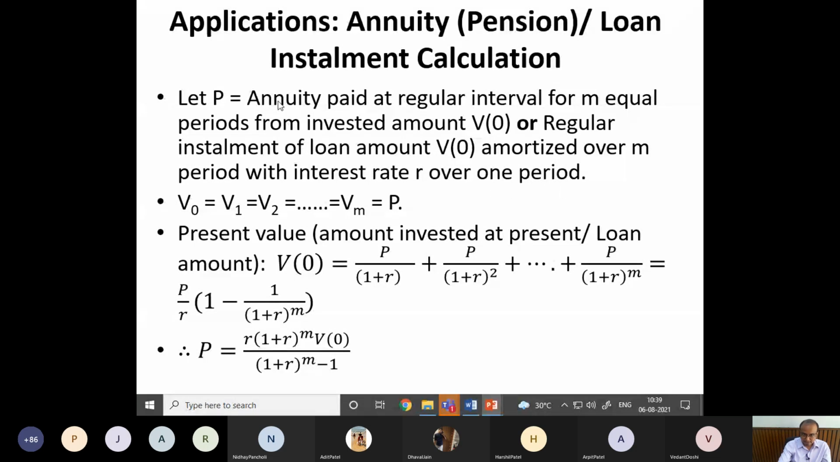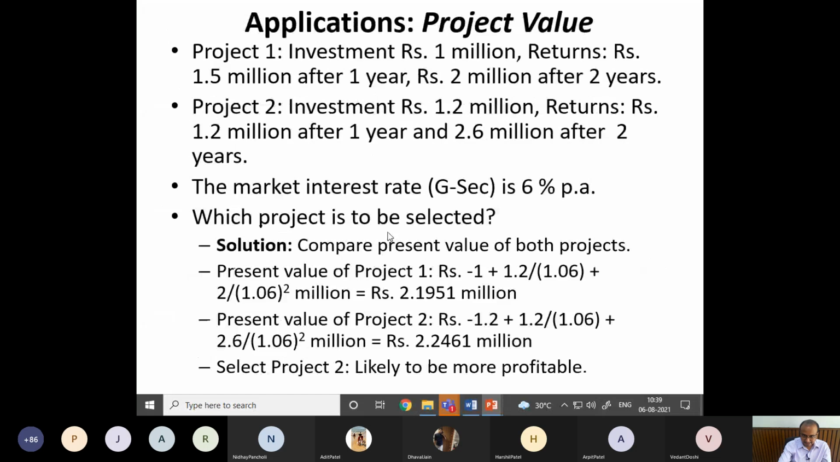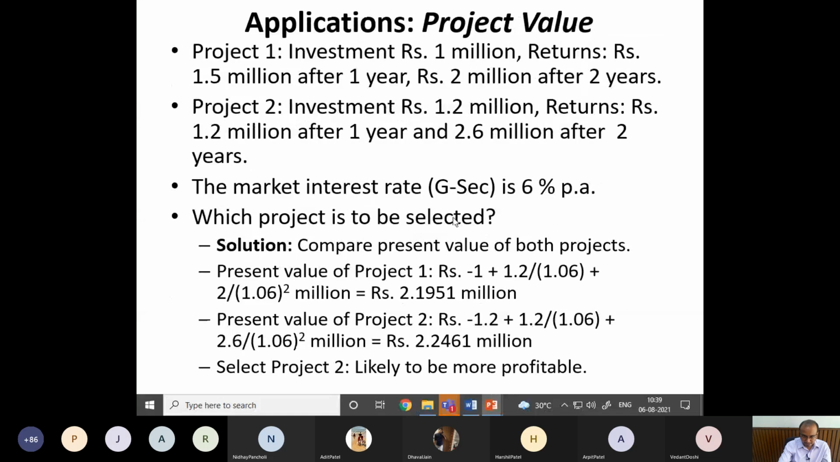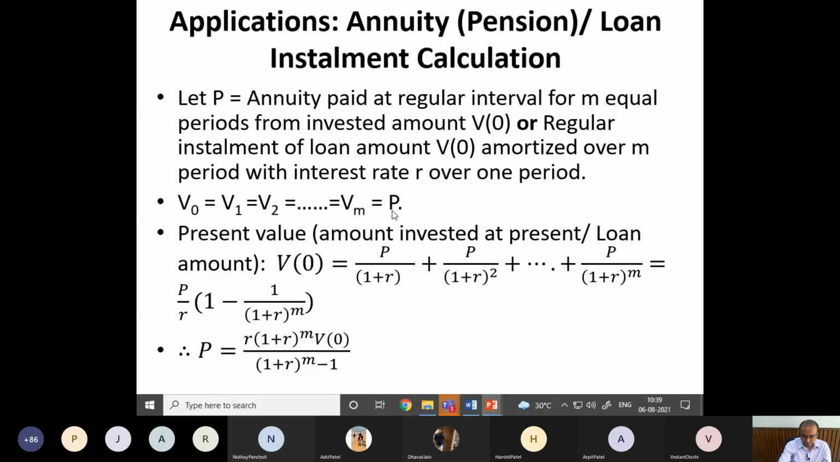So I want to calculate the present value in both cases. First the case of the annuity, then we take one example with the loan. In this case, I use the same formula that I have studied, but here there are slightly different cases. First one, I have invested an amount V0, in case of the annuity. I get the pension P at a regular interval. So V1, V2, Vm are all equal to P.